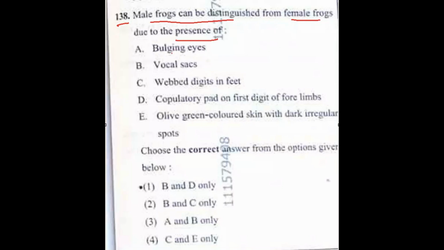Question number 138. Male frogs can be distinguished from female frogs due to the presence of which of the following? Option A, bulging eyes, no. Option B, vocal sacs, yes, for males. Option C, webbed digits in feet, that is wrong. Option D, copulatory pad on the first digit of forelimbs. Yes, males have that. Option E, olive green colored skin with dark irregular spots, that is wrong. So the answer, two options are there, B as well as D. Option 1, B and D only.